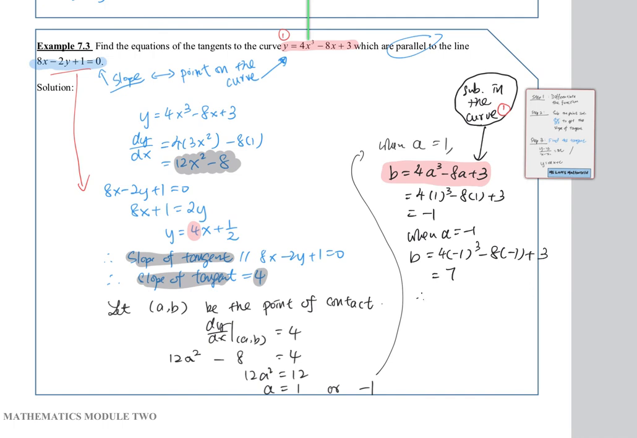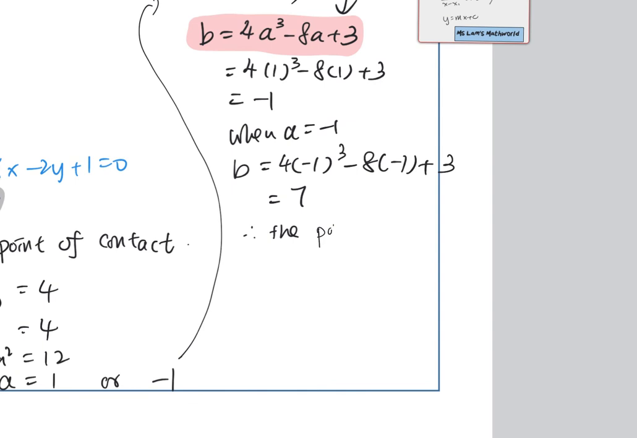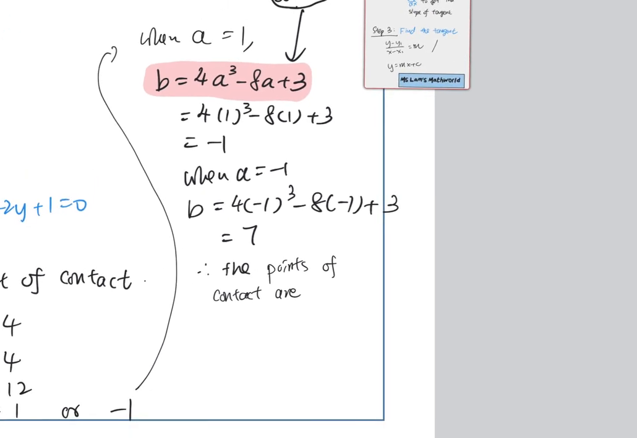So we got 2 points of contact. Let me make it larger so you can read easily, right? So the points of contact are, let's check for the answer: the first one, (1, negative 1), and the second one, (negative 1, 7). That means for each point, we will get one equation of tangent. So we solve them one by one.